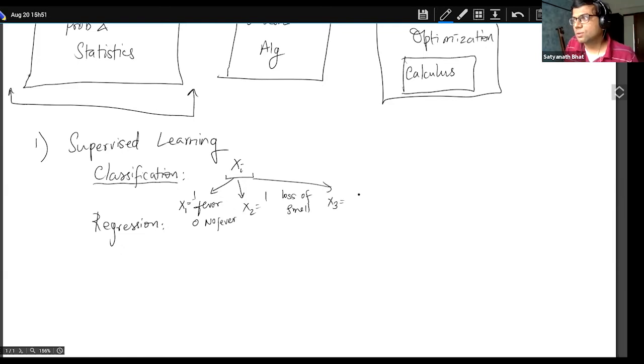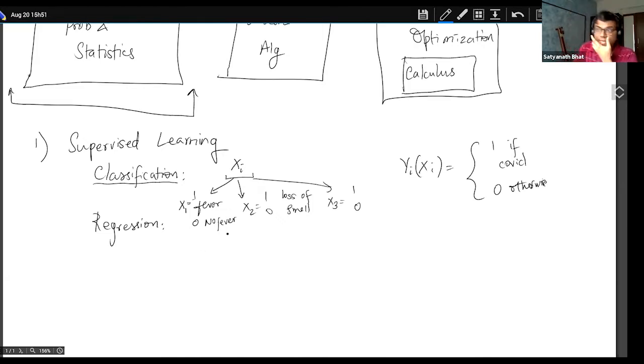This third one could be, I don't know, maybe loss of taste, all these things. So these together will form the features. And what is the thing that you would like to output? For the given xi, the prediction that I would like to make is y_i, 1 if it is actually COVID, 0 otherwise, right? So this is a simple classification task.